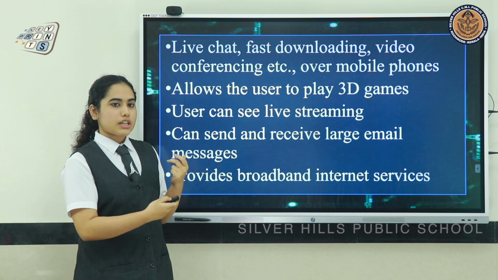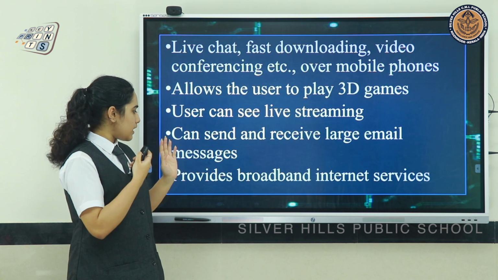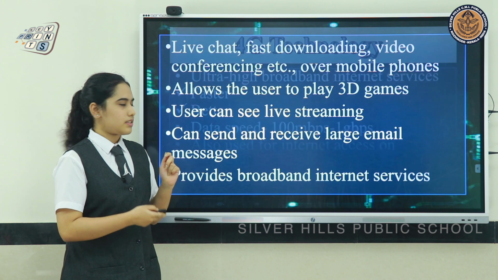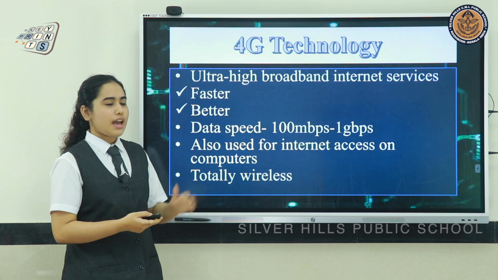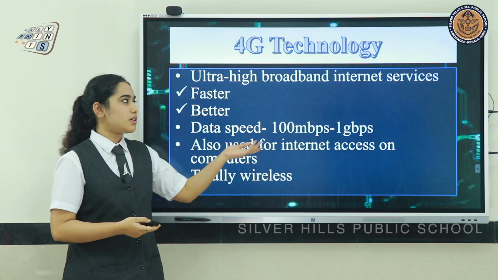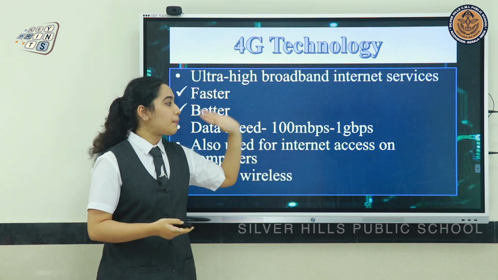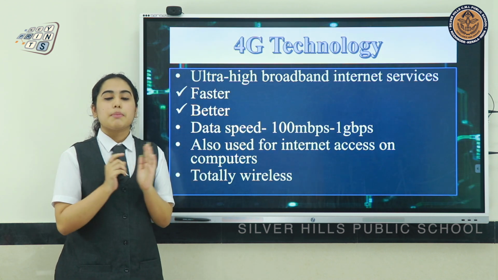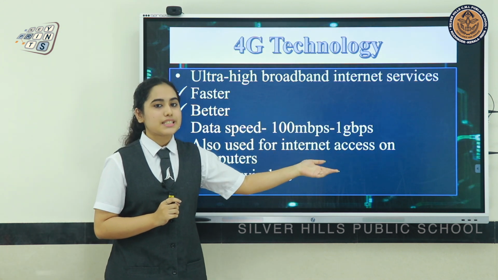Now, coming to 4G technology, it is a better version of 3G technology. Here we studied that 3G provides high quality broadband internet services. Now, in 4G technology, we have ultra high broadband internet services, and two key points why 4G is better than 3G are that it is faster and better, and the data speed is 100 Mbps to 1 Gbps. We started from 2.4 kbps in 1G technology. Now, in 4G technology, it is 100 Mbps to 1 Gbps.